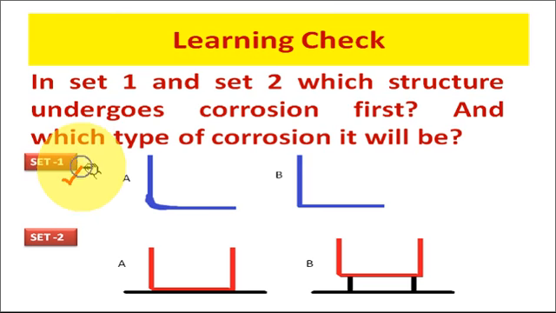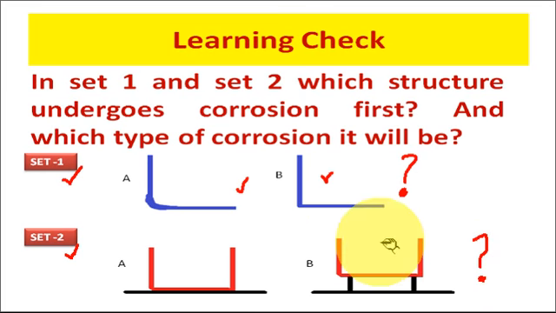We have two sets of metallic structures here, set 1 and set 2. You have to tell me by seeing these figures which structure undergoes corrosion first, structure A or structure B, and which type of corrosion it will be. Similarly, in set 2, which structure undergoes corrosion first and which type of corrosion it will be. So think about this. Carefully see the example figures here.